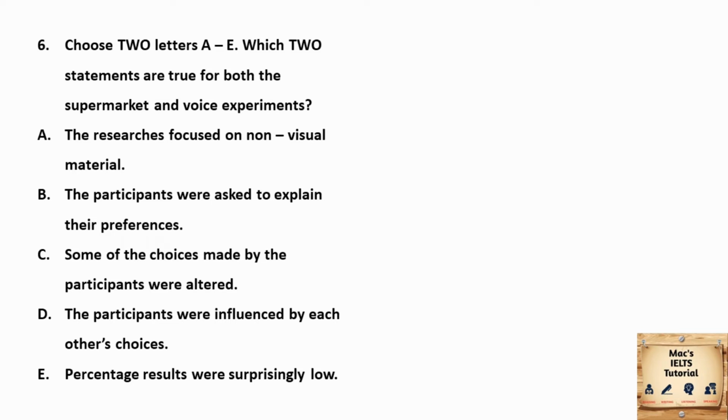Question 6 goes like this. We will have to choose two statements that are true for both the supermarket and voice experiments. So, we are supposed to refer to para F and G as they are the ones which give us information about supermarket and voice experiments respectively. So, first we shall go through para F.